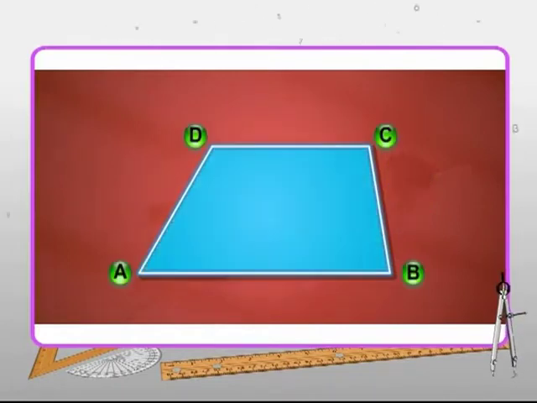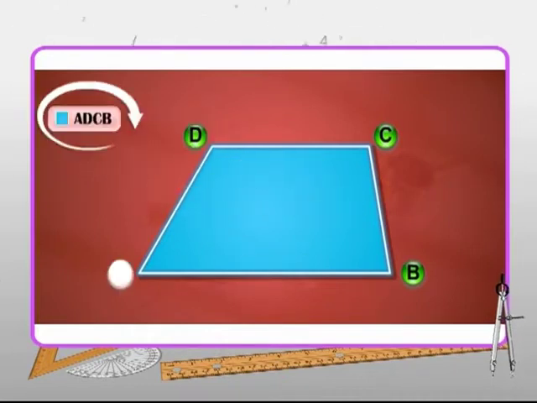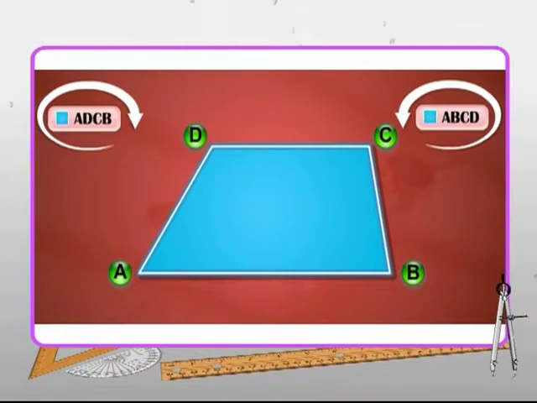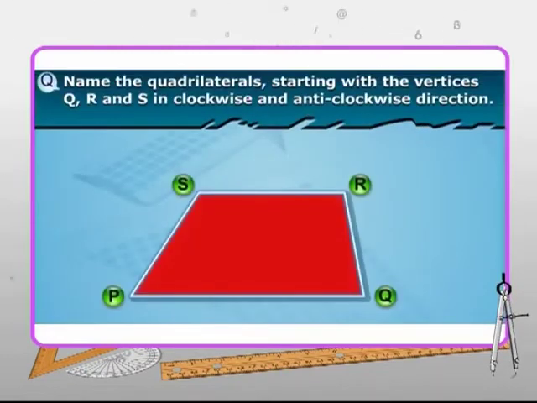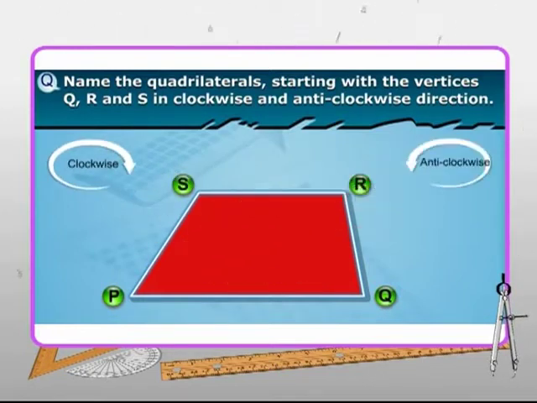A quadrilateral is named by taking the vertices in order, either in clockwise or in anti-clockwise direction. Check out this figure. It's a quadrilateral. Let's try to name this quadrilateral starting with the vertices Q, R and S in the clockwise and anti-clockwise direction.